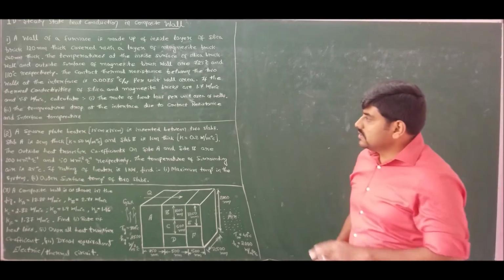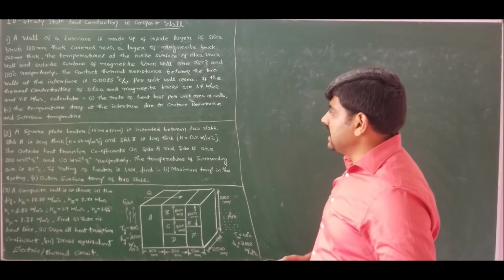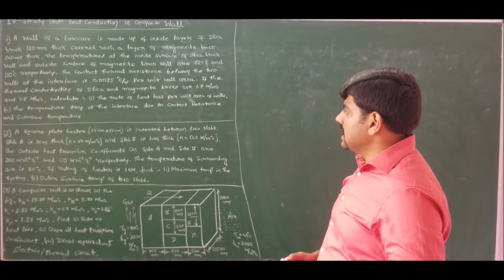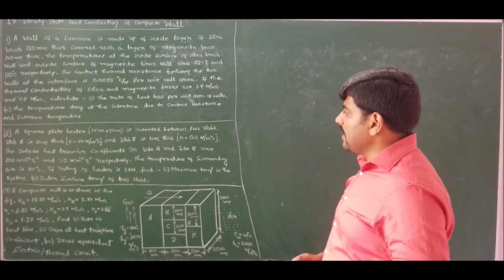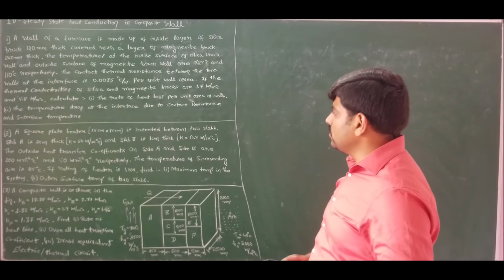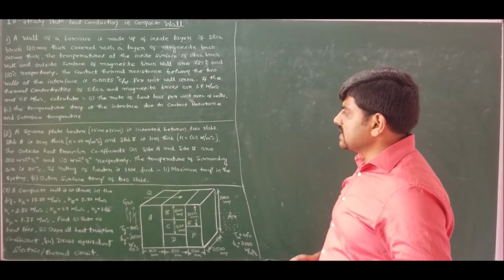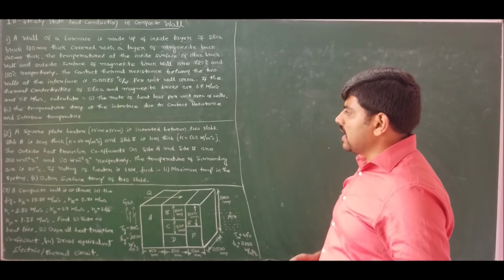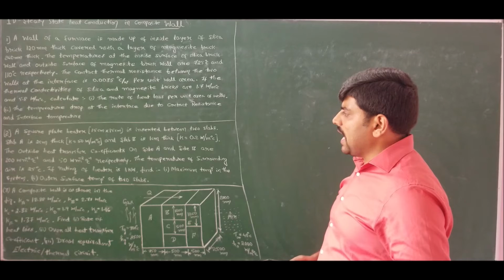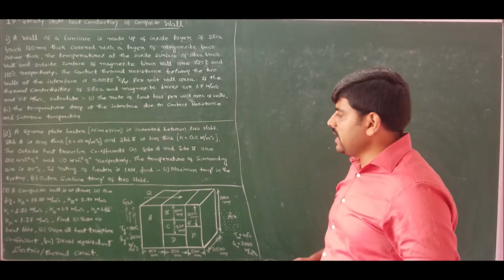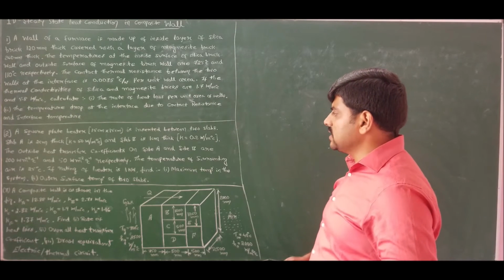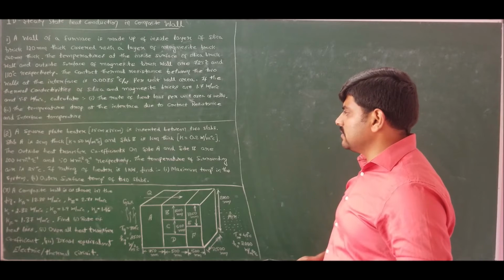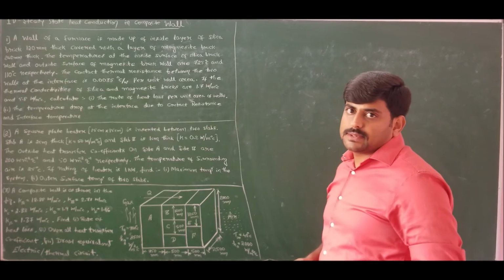Now moving ahead to solve problem number 2, which states that a square plate heater 15 cm cross 15 cm is inserted between two slabs. Slab A is 2 cm thick, thermal conductivity is 50 watt per meter degree Celsius, and slab B is 1 cm thick, K is 0.2 watt per meter degree Celsius. The outside heat transfer coefficients on side A and side B are 200 watt per meter square degree Celsius and 50 watt per meter square degree Celsius respectively. The temperature of surrounding air is 25 degrees Celsius. If the rating of the heater is 1 kilowatt, find the maximum temperature in the system and the outer surface temperature of the two slabs.